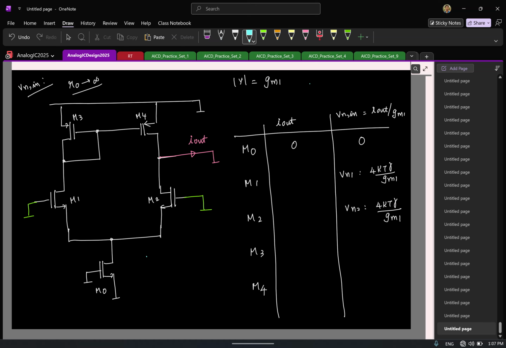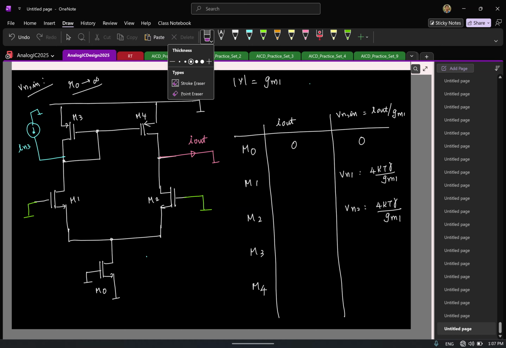For M3, I can again model the noise as IN3. Okay. Now again R0 is infinity. So what is the resistance looking down? Infinite. So what will happen to this current? Where will it flow? It will flow up or down? Up, right? So which means for simplicity I'll say this is open circuited. So we have the entire current flowing through M3.